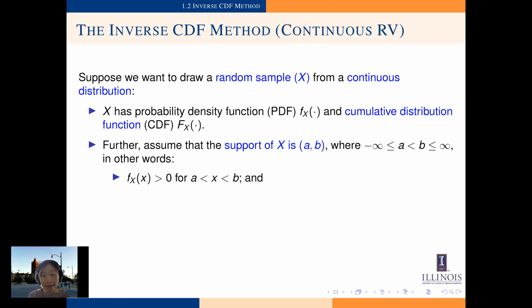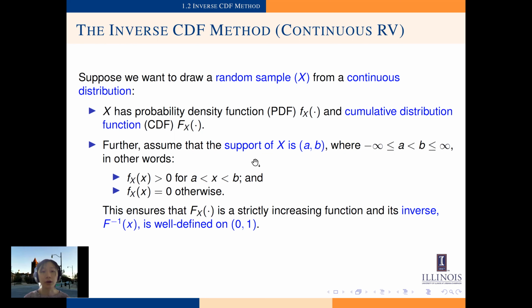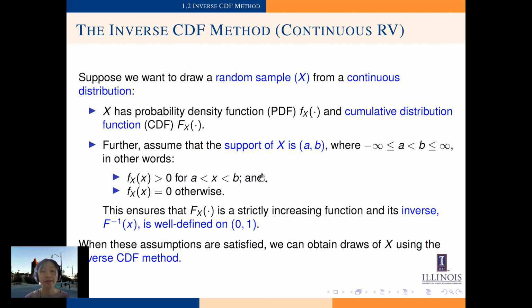the probability density of X is greater than 0 for all x between a and b, and the density is equal to 0 otherwise. This ensures that the CDF, large F_X, is a strictly increasing function and that its inverse, F inverse, is well defined on the interval between 0 and 1. When these assumptions are satisfied, we can obtain draws from X using the inverse CDF method.